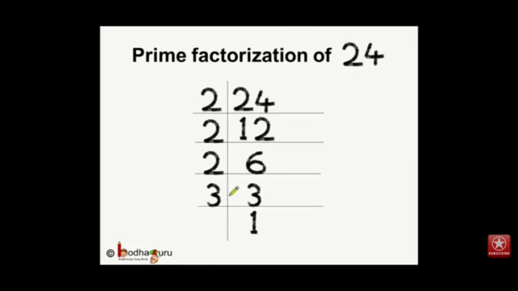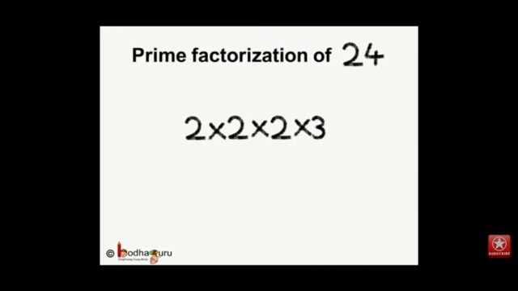Here 24 can be divided by 2. Answer is 12. We write 12 downside of 24. Again 12 is divided by 2. Answer is 6. We write that 6 downside of 12. Again 6 is divided by 2. Answer is 3, which is written downside of 6. And again 3 is only divisible by 3. The answer is 1. Therefore horizontally the factorization of 24 can be written as 2 into 2 into 2 into 3.